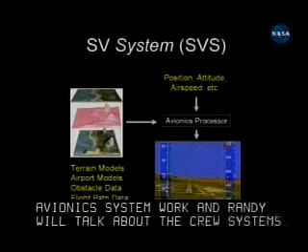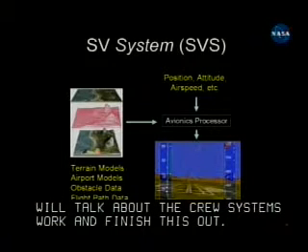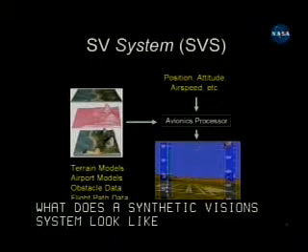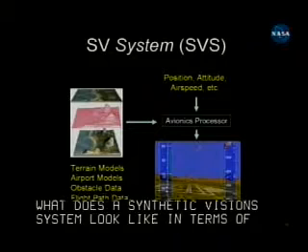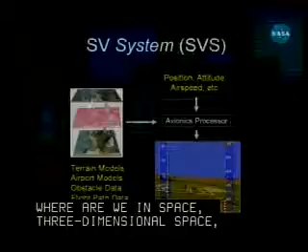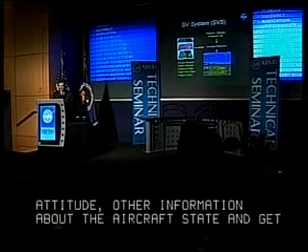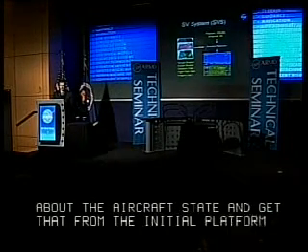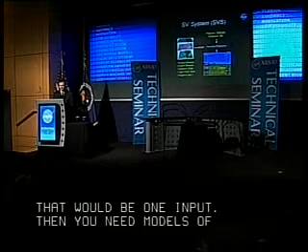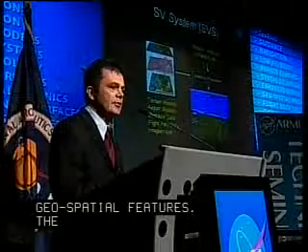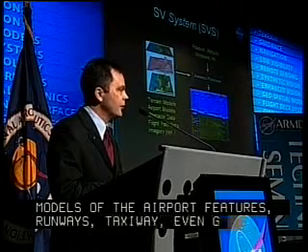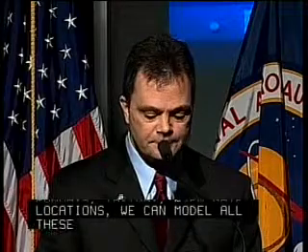Okay, so what does a synthetic vision system look like in terms of avionics? Well, you need, of course, some indication of position. Where are we in three-dimensional space? We need the attitude. We need some other information about the aircraft state, and we get that from like the inertial platform that's on board, or perhaps GPS if you have that. So that would be one input. Then you need models of the geospatial features, the terrain, obviously. You also need models of the airport features, runways, taxiways, even gate locations. We can model all of these things. Since they don't move very often, we don't really have to update these models very often.